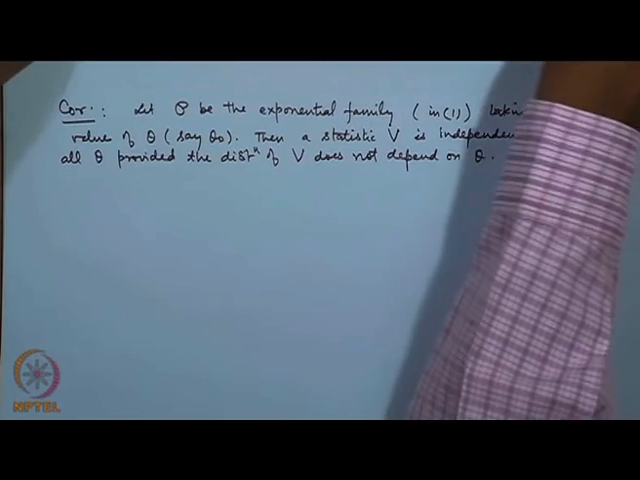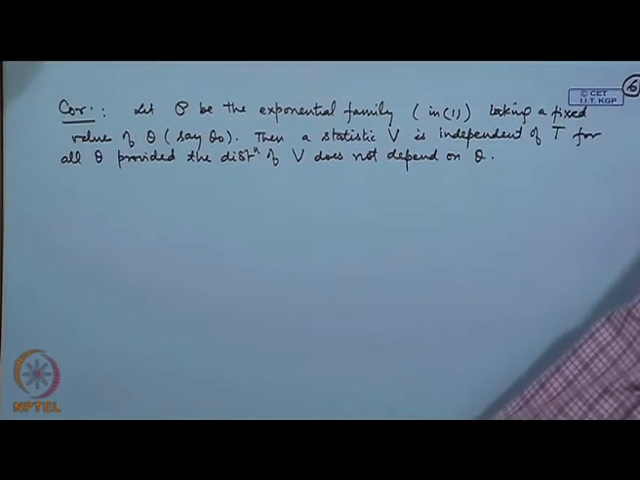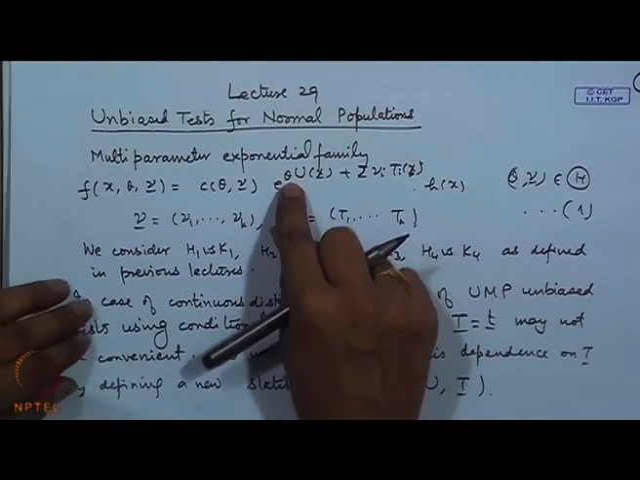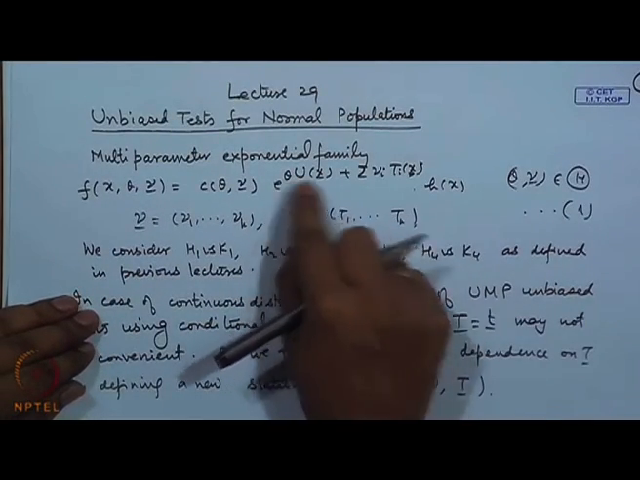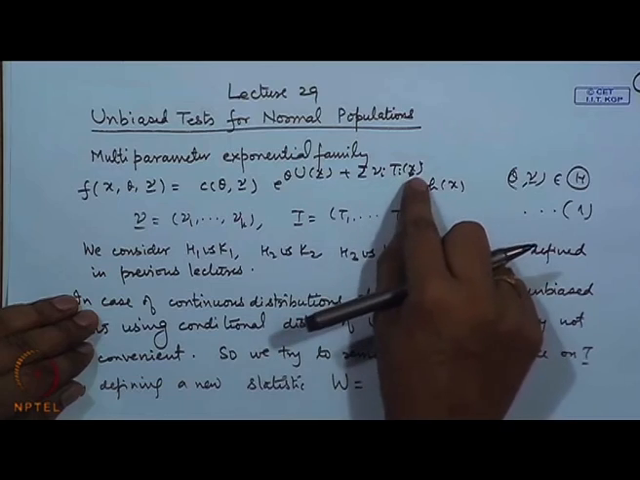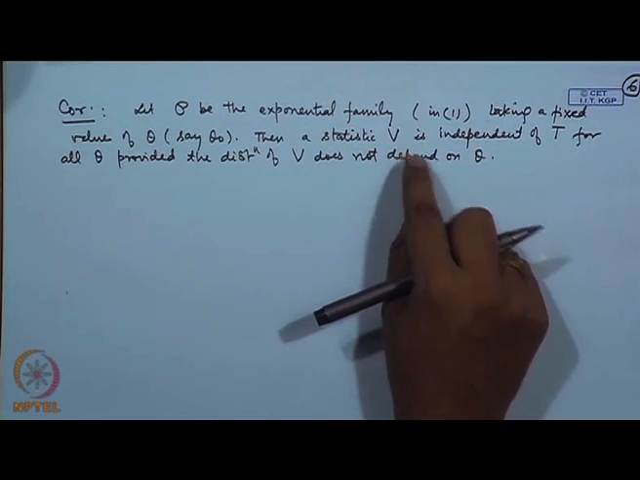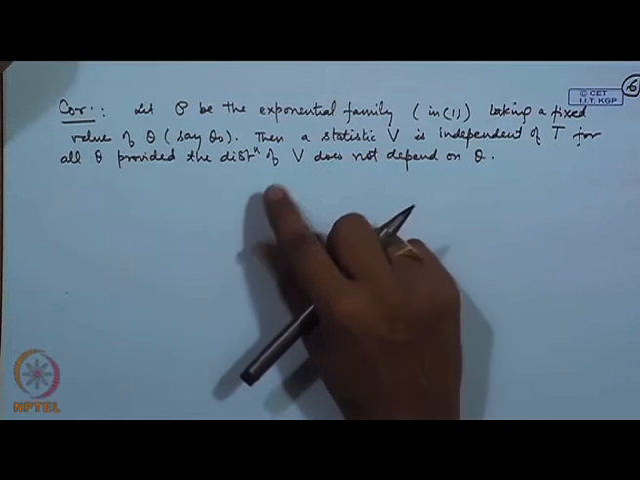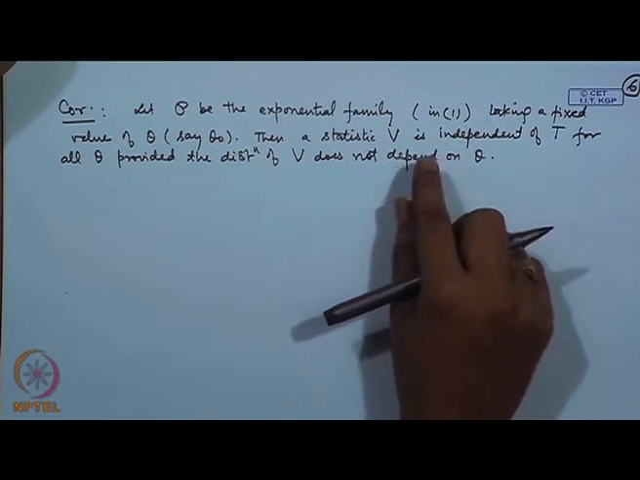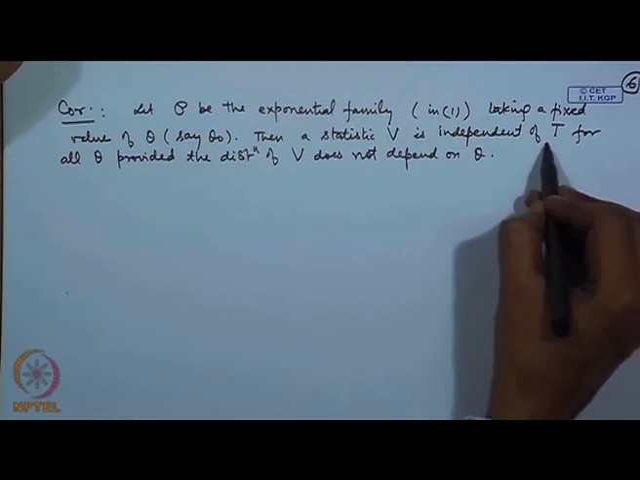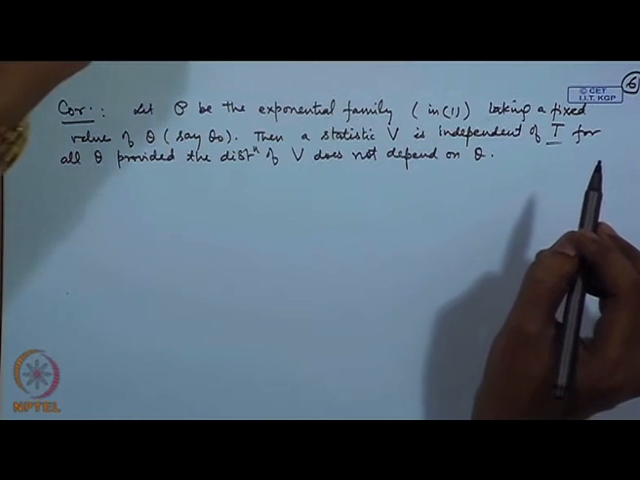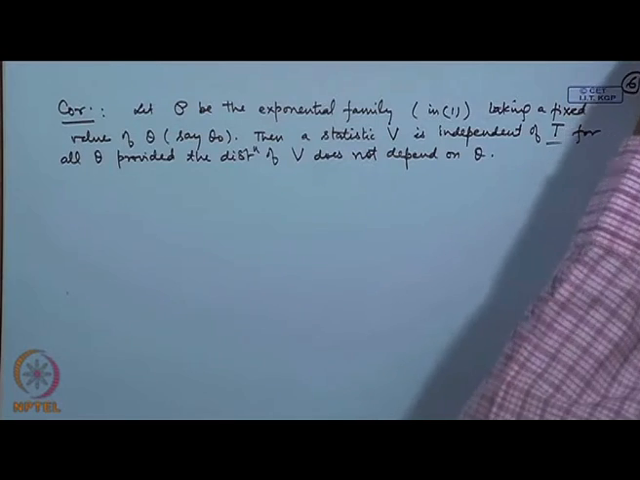If you look at the family in 1, if I fix the value of theta, say theta naught, then the sufficient statistic will become T 1, T 2, T k. Now, if I have another statistic V whose distribution will not depend upon theta, then certainly V and T will be independent. So, we will try to use this.